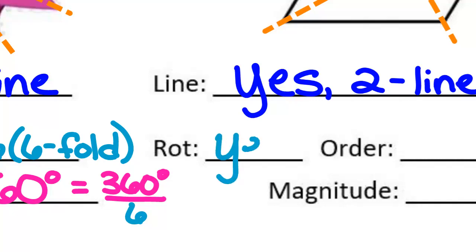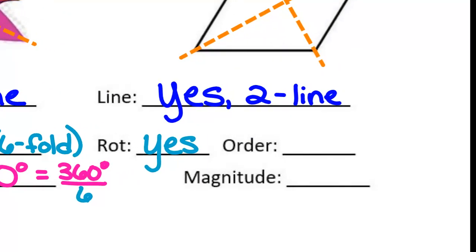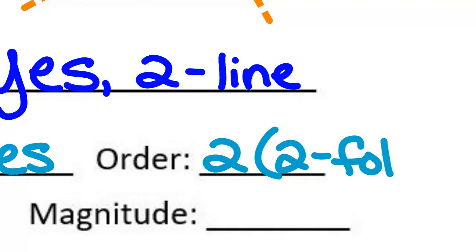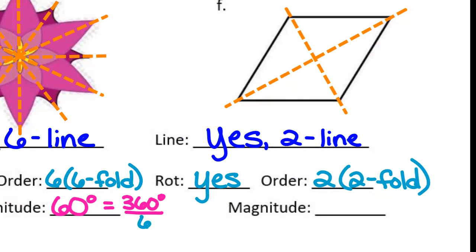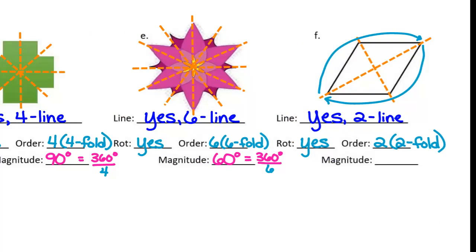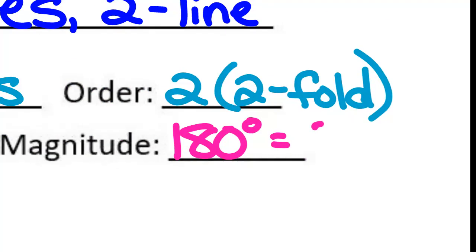Yes. What do you think the order would be? Order would be 2, or 2-fold. It would mean taking this corner over to here, and this corner over to here. What would my magnitude be then? 180 degrees, or 360 divided by 2.